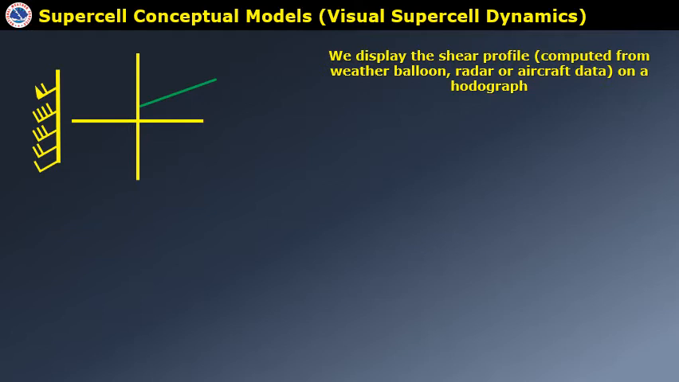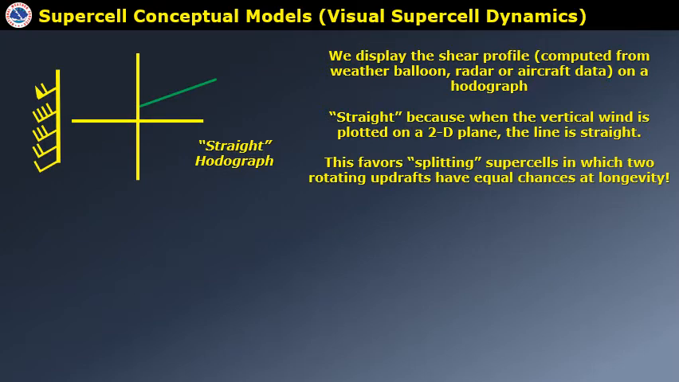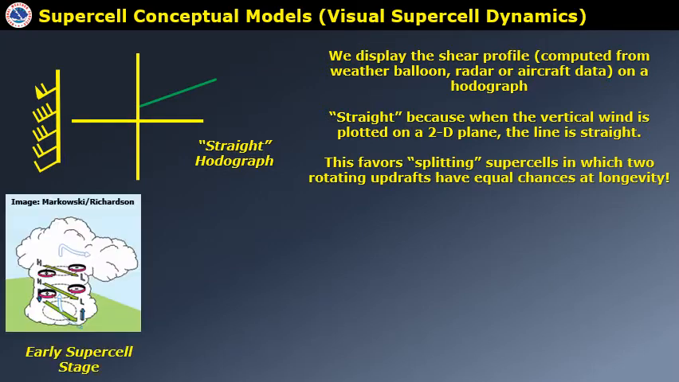The gist of a straight hodograph is that it signifies an environment that is conducive for splitting supercells. So conceptually, in this environment, an individual storm cell may develop, as we see here on the left, provided that there is a sufficient amount of deep layer wind shear.